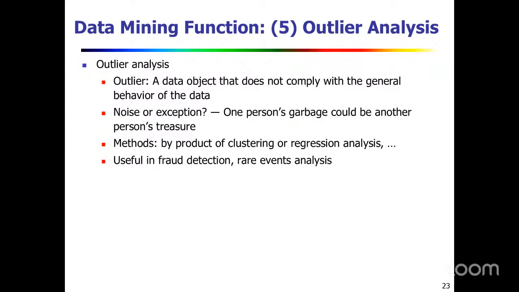And mostly outlier analysis is useful in fraud detection, credit card or debit card fraud detection, or rare events analysis. For example, the police department uses this outlier analysis. They can predict the behavior of some person who performs unauthorized activities, right? In those cases, we use the concept of outlier analysis, useful in fraud detection and rare event analysis, right?